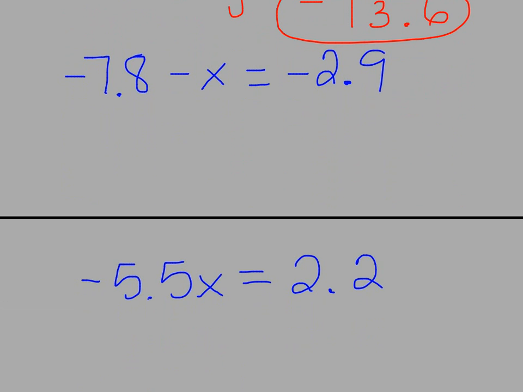Looking at the next one, I'm going to do the opposite of what's with my x, and since negative 7.8 is over here, I'm going to get rid of it by going plus 7.8. That cancels that out and leaves me with that negative x, which we'll deal with in just a second. And so I'm going to write plus 7.8 here.